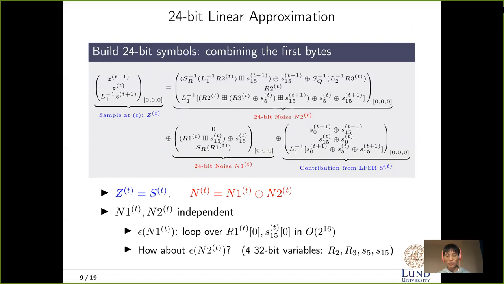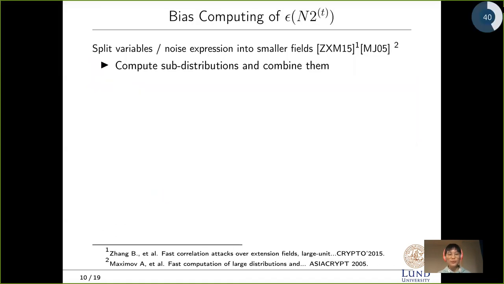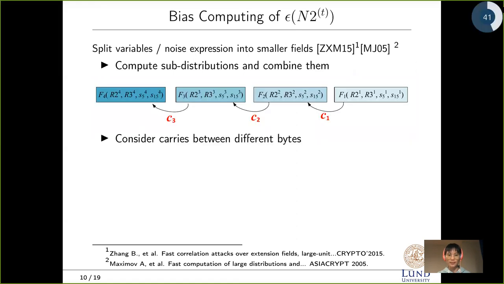Since there are four 32-bit variables, which are R2, R3, S5, and S15, it's impossible to get the distribution by looping over all of them. So we need some smart way. The smart way is to split the involved variables and also the noise expression into a smaller field, and we then compute the subdistributions in this smaller field and combine them to get the full distribution.